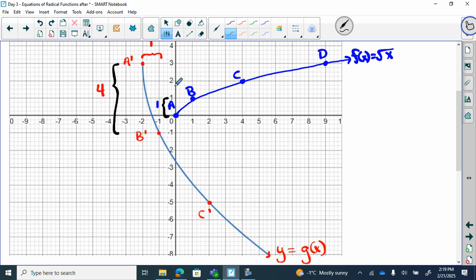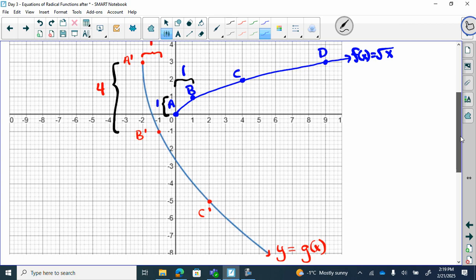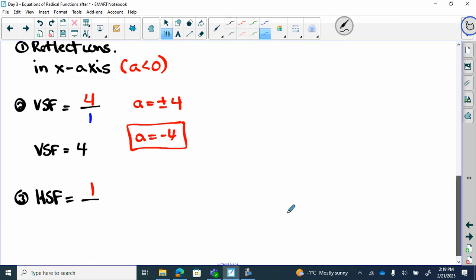Back here, look at A is at an x value of 0. B is at an x value of 1. That's also how many units? 1. So I'm going to write 1 over 1. Watch if I went from A prime to C prime and A to C. Okay, it's still going to give me a horizontal stretch of 1, or no horizontal stretch, right?